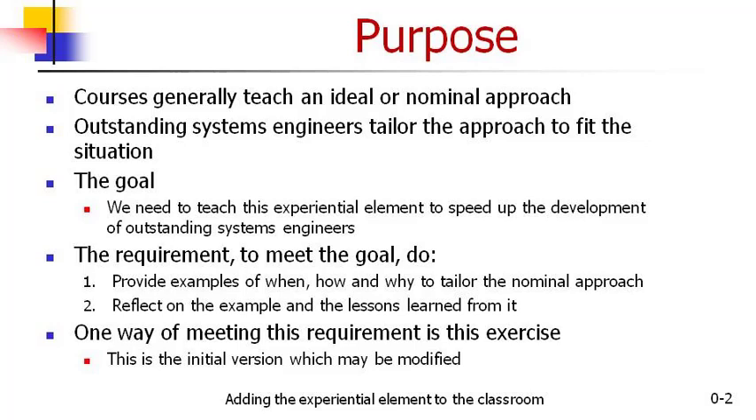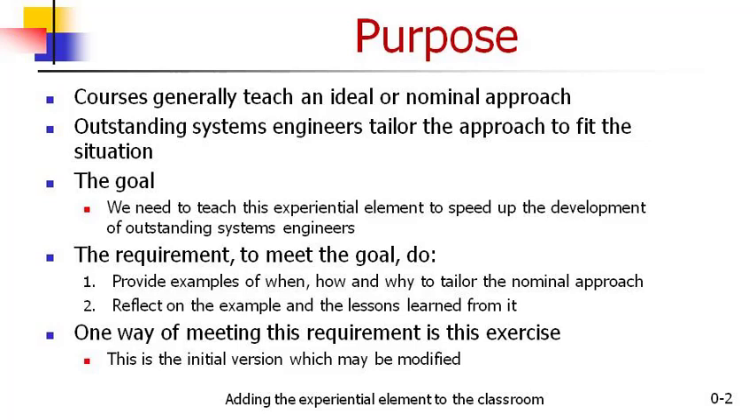Courses generally teach an ideal or nominal approach. It's book learning. But outstanding systems engineers tailor the approach to fit the situation. So that's more than book learning, and that experience factor is needed in the classroom because we need to teach it to speed up the development of outstanding systems engineers. You don't know the difference between a systems engineer, a good systems engineer, and an outstanding systems engineer? That's in Module 3 of my course.